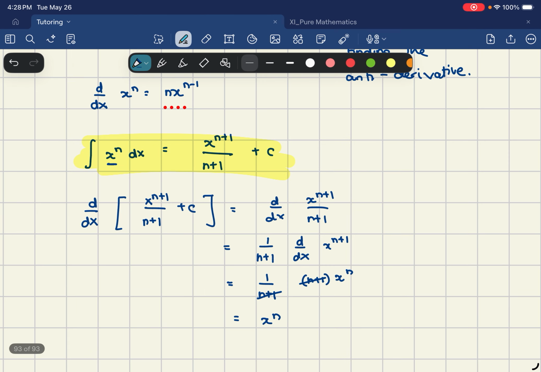Alright, so this is the one rule that you want to remember. And remember, n cannot be equal to -1. If n is equal to -1, your denominator becomes 0, and that is not possible.